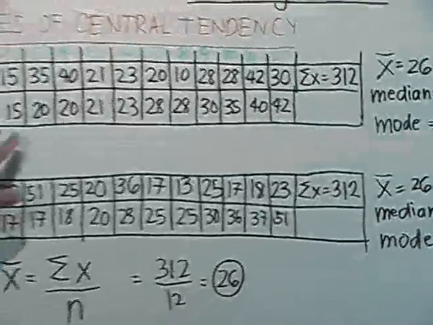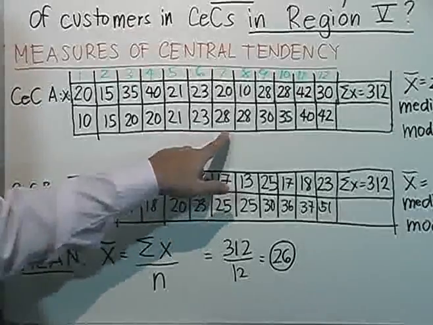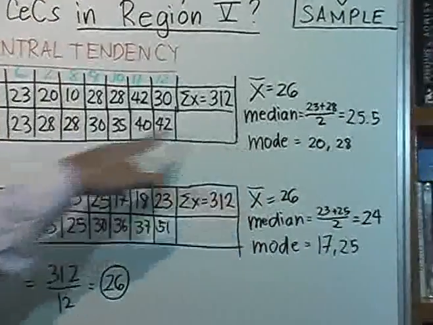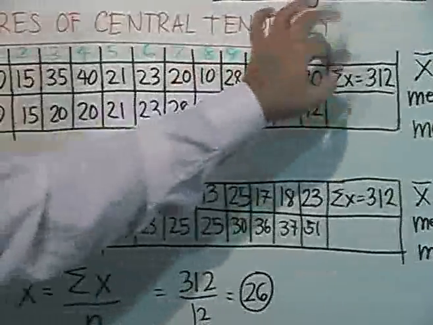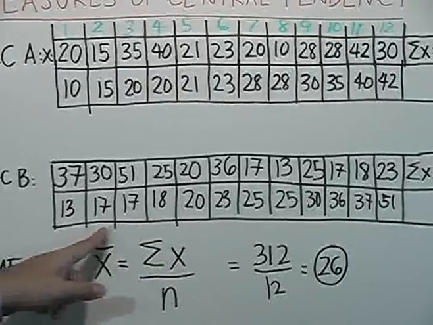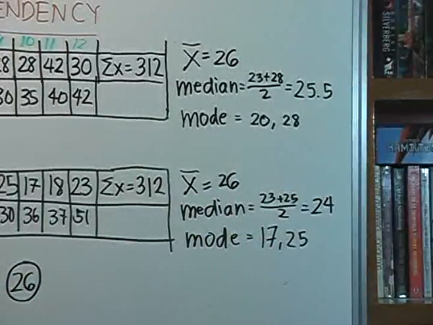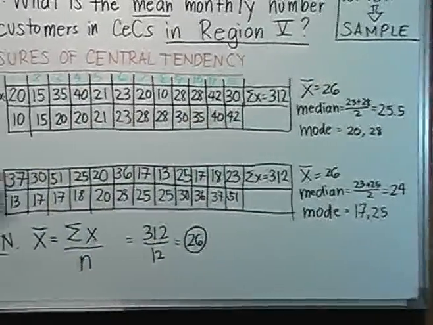So for example, in CECA, the most commonly seen figure is 20, which appears twice. And in this case, also 28, which appears twice. So you actually have two figures in the mode. This is what we call a bimodal set of measurements, because you have two modes, 20 and 28 for CECA. For CECB, the two most common measures are 17 and then 25. So that's bimodal.